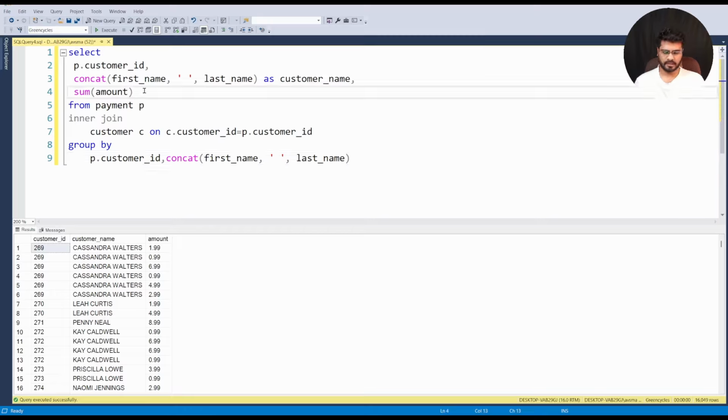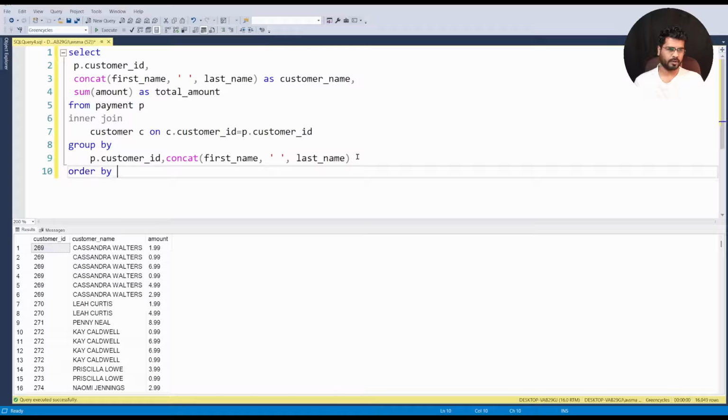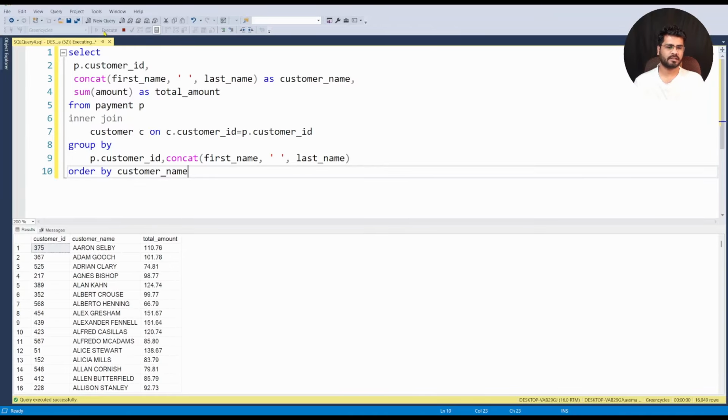Now let us give this an alias as total amount, and let us also order it by the customer name. In order by we can use the alias for the function that we have given. Now let us execute this and see the result. So here is our final result, and we get the customer name and the total amount paid by them.